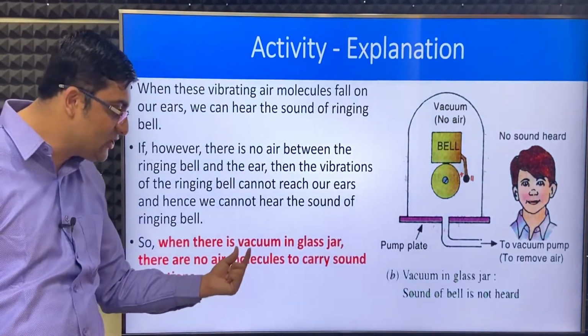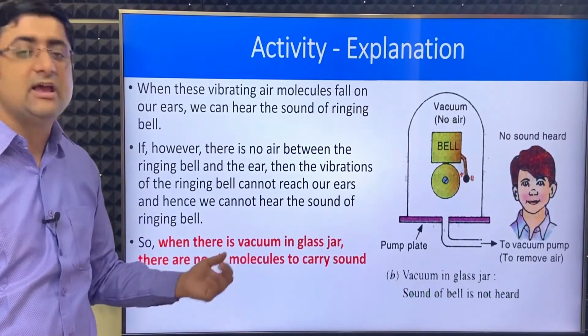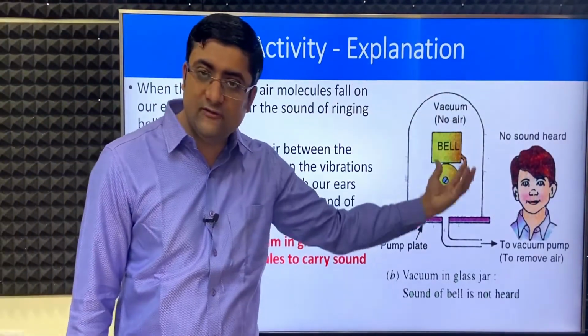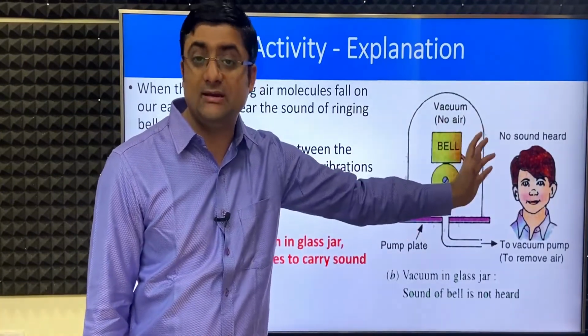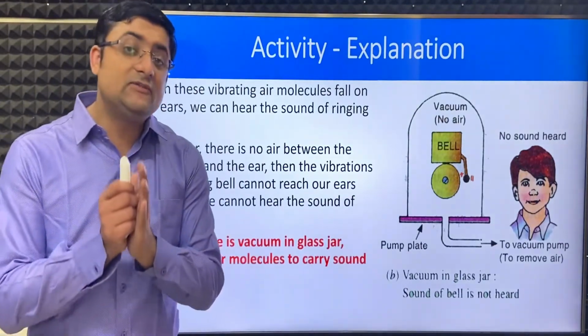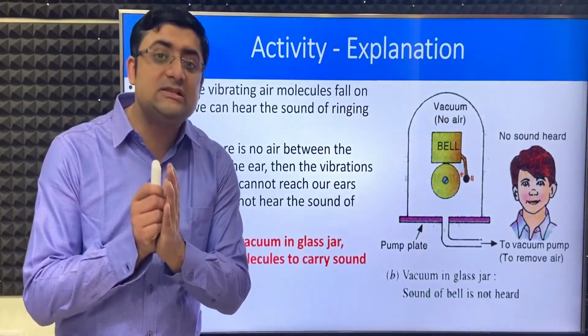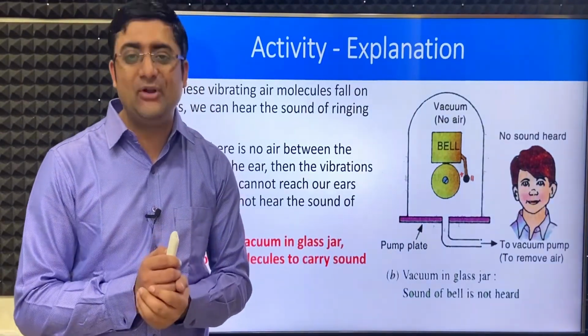So when there is vacuum in the glass jar, there are no air molecules to carry the sound vibration, hence you cannot hear. So whenever you create vacuum, guys, because there are no molecules over here, sound cannot be carried. That is why we cannot hear the sound which is produced in vacuum. So remember, guys, for sound to travel, it needs a material medium, that is solid, liquid or gas. Why? Because only those media have molecules in them.